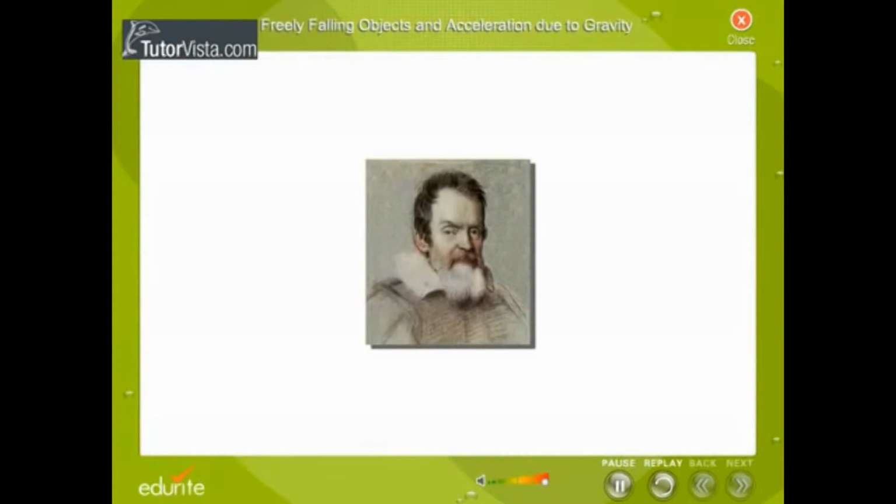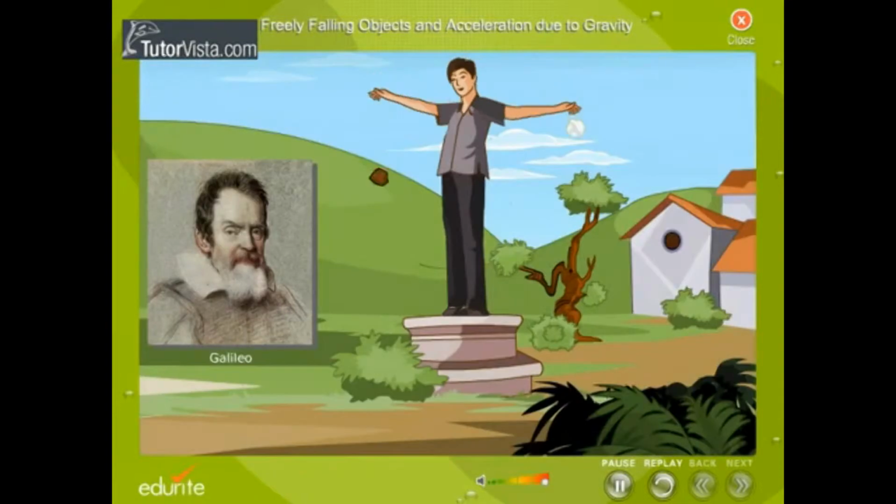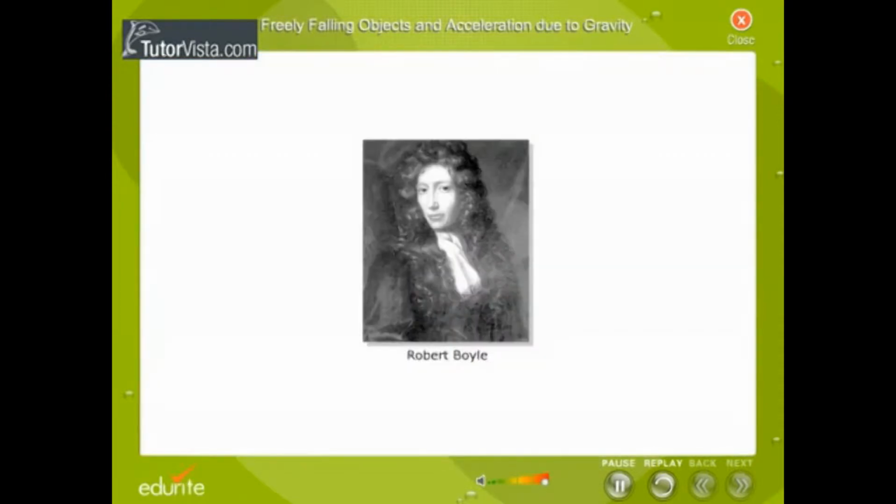Galileo showed that all bodies, whether light or heavy, fall at the same speed towards the earth. Galileo explained that lighter bodies fall at a slower rate due to the resistance of the air. Later, Robert Boyle proved this experimentally.